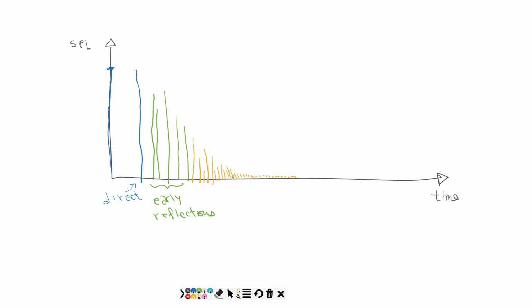Okay? They sort of trail out here. And like I said, every now and then you might get a big one, or a relatively large one. But pretty soon this all blurs together and you just have this sort of background fuzz. All right? So these are your late reflections.